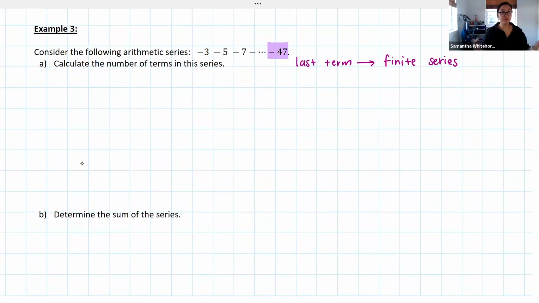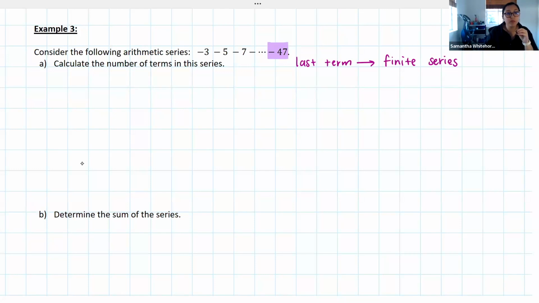So infinite goes on forever, finite, it stops. So this series stops at the term -47. We don't know which term that is. It could be the 10th, it could be the 10 millionth, we don't know, but we know it stops. And that's really important to know because now when we look at the first question, it is asking us to calculate the number of terms in the series.